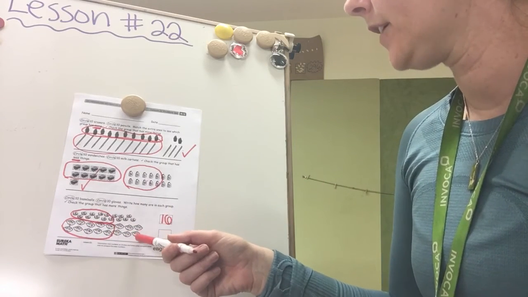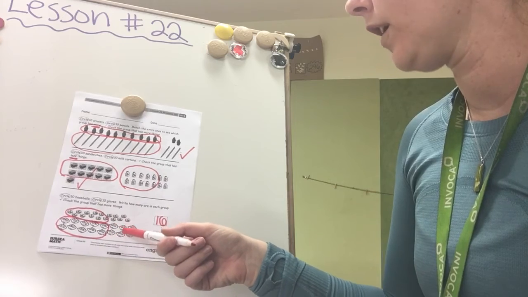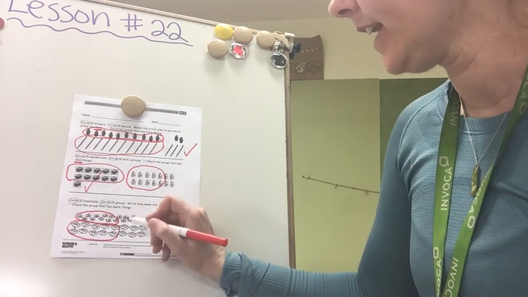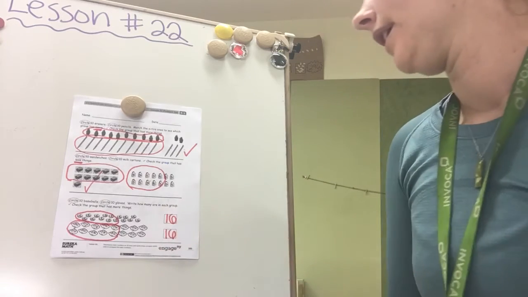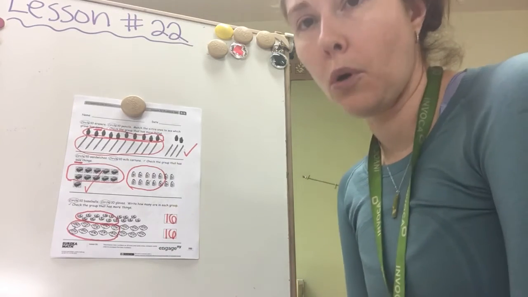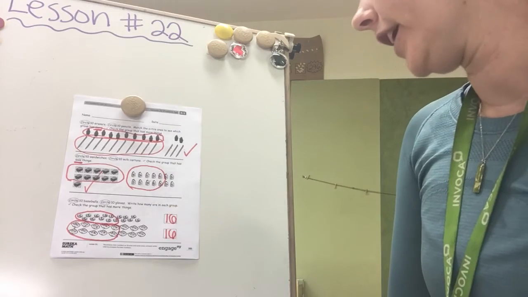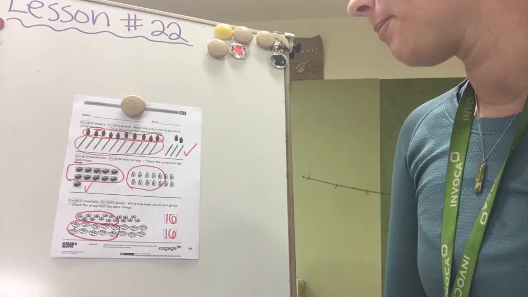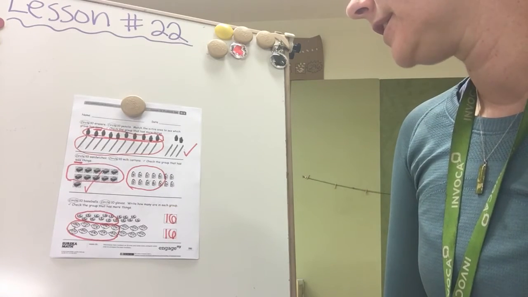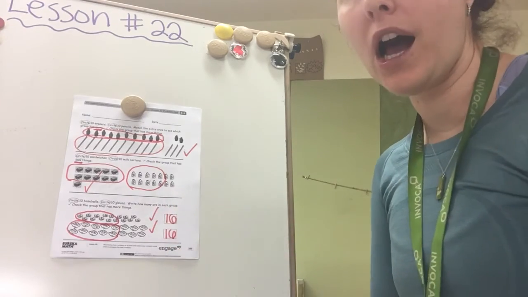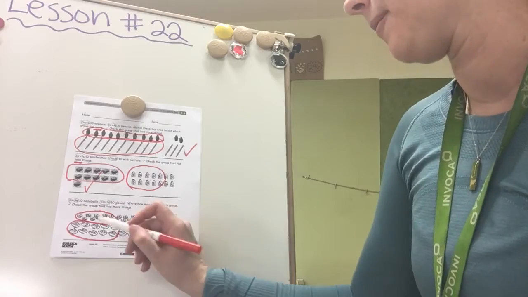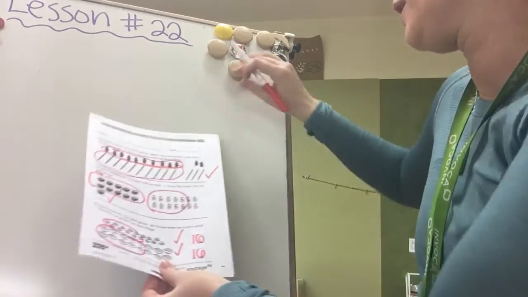10, and there's 6. 1, 2, 3, 4, 5, 6. 10, 6. Again, 16. Check the group that has more things. I think they're trying to trick us because they both have 16. They are equal. They both have the same. Okay.